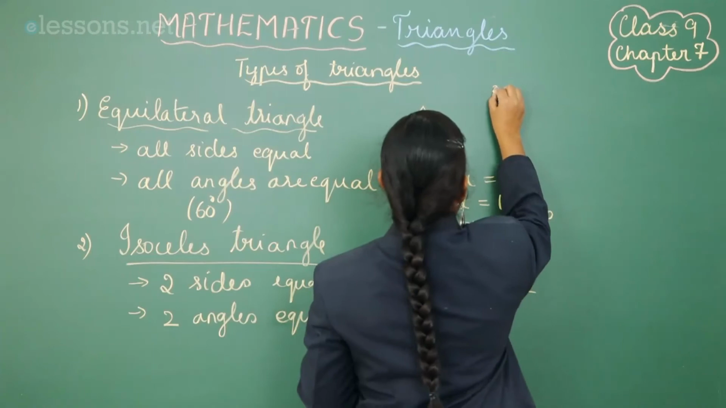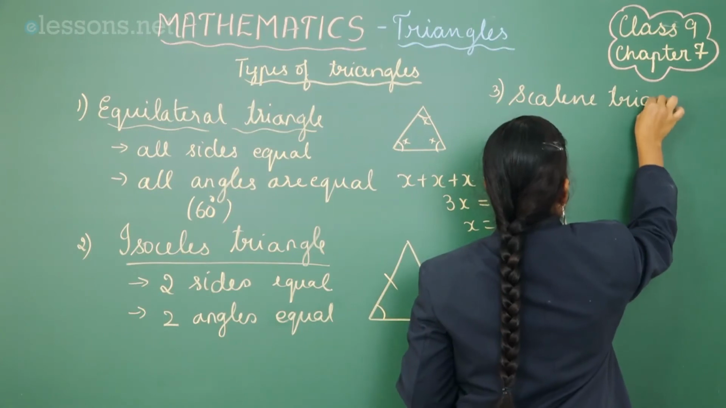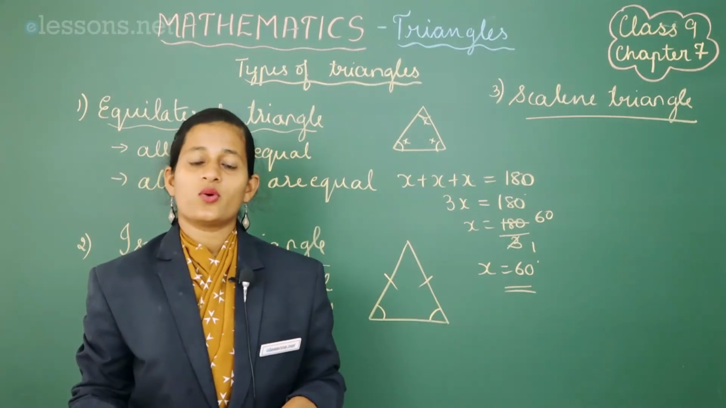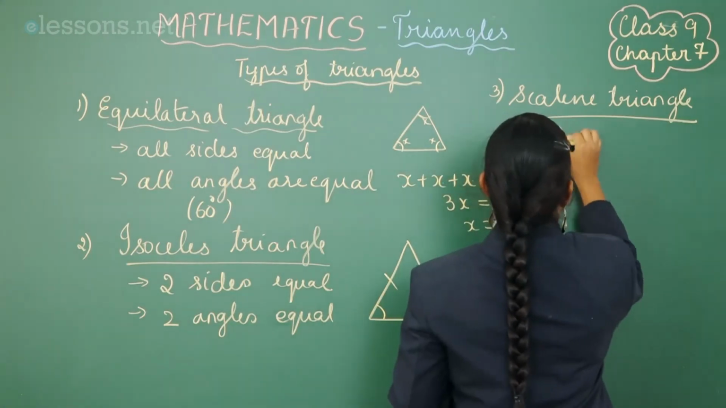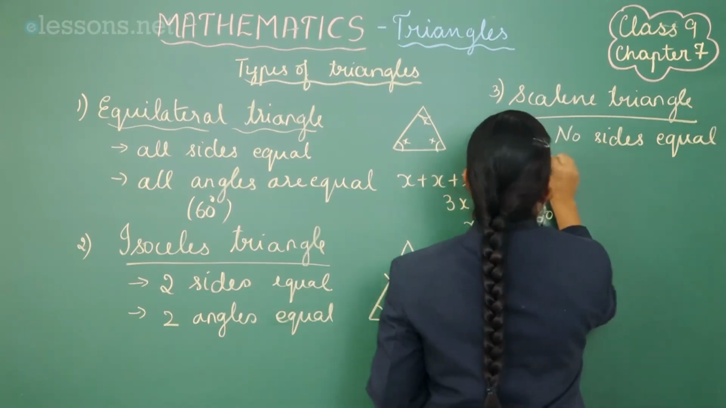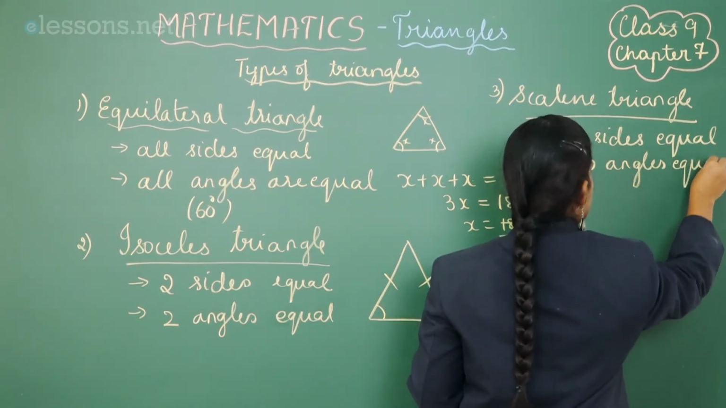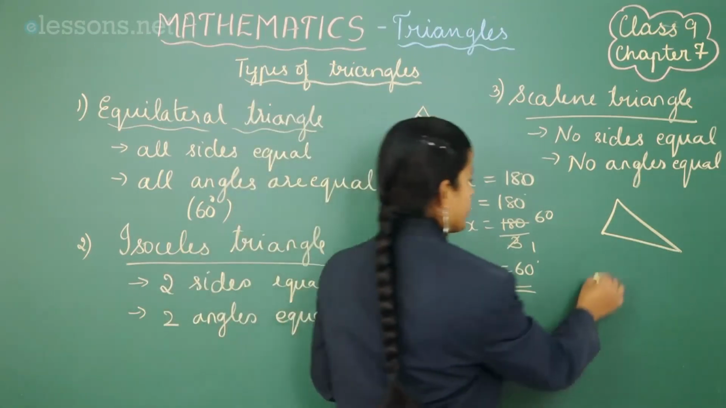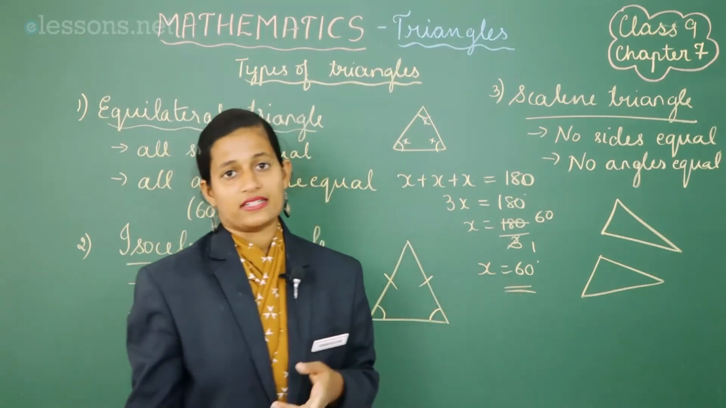The third one is the scalene triangle. What do you mean by scalene triangle? A scalene triangle is the one which has no sides equal and no angles equal. A random triangle, so this is a scalene triangle. You can draw any. No sides are equal, no angles are equal.